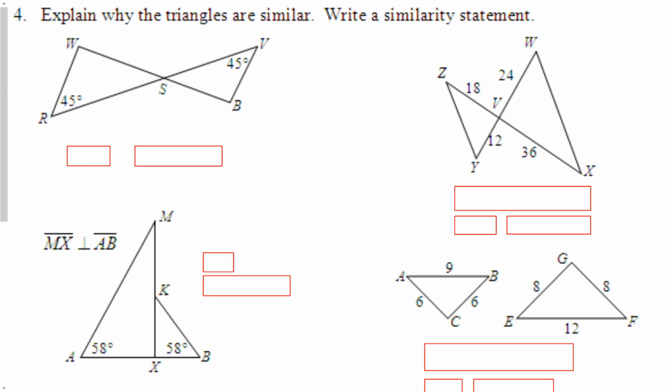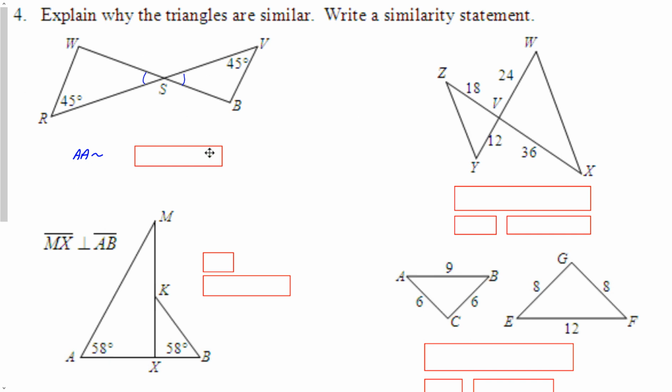So in number 4 here, we've got 5 different sets of triangles. We have to explain why they are similar, and we have to write a similarity statement. So the first thing I would recommend you start out doing is looking for angles that you know are congruent. So in the first one, we've got 2 45-degree angles, 1 in each, so we know those are going to be congruent. We also have to recognize the vertical angles, which we know are always congruent by the vertical angle theorem. So now I have 2 pairs of angles that are congruent. These are similar triangles by angle-angle similarity.